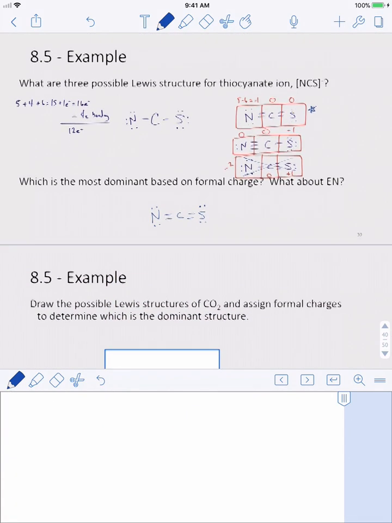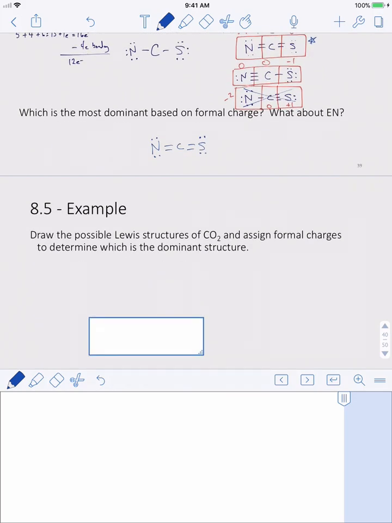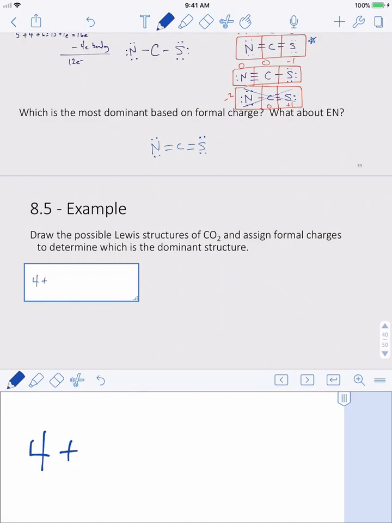Okay, let's do some more examples. Draw the possible Lewis structures for CO2 and assign formal charges to decide which is the dominant structure. Okay, so again, carbon dioxide, we need to count the valence electrons. For carbon, we have 4 valence electrons. For each oxygen, we have 6, so that should be 12. There's no charge here, so that's the total number of electrons. We have 16 electrons to work with.